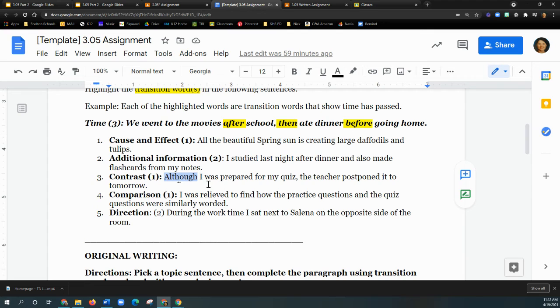This could also have been phrased, I was prepared for my quiz, but the teacher postponed it. And then but would be the transition word. Number 4. I was relieved to find how the practice questions and the quiz questions were similarly worded. So that word similarly lets us know that two things are alike. They're similar. Number 5. During the work time, I sat next to Selena on the opposite side of the room.